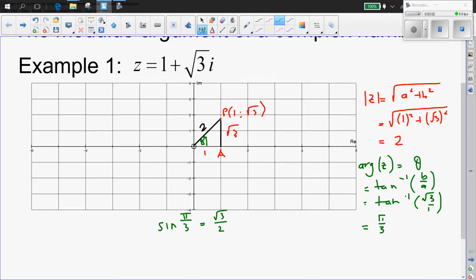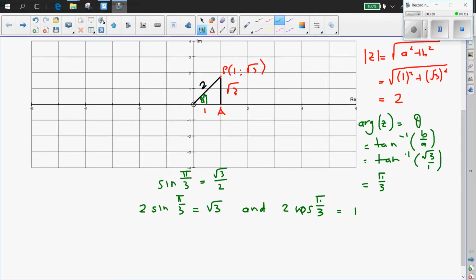If we cross multiply, we can see that 2 sine of pi over 3 equals root 3. And I can also say that 2 cos pi over 3 equals 1, because cos of pi over 3 is adjacent over hypotenuse, and it is 1 over 2. So 2 cos of pi over 3 equals 1. So I was given that z equals 1 plus root 3i.